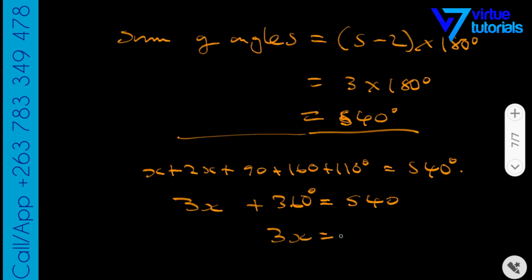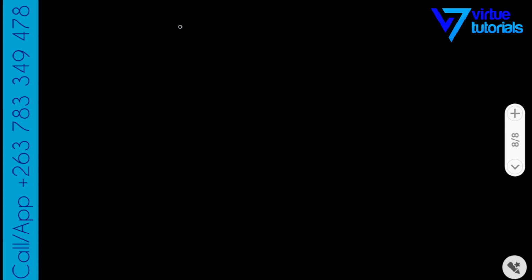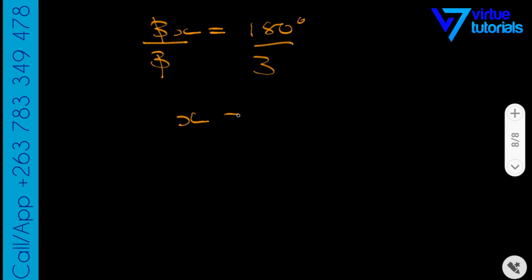To solve the equation, I take the 360 to the other side. It becomes a negative. So 3x is equal to 540 minus 360, which gives us 180. So 3x will be equal to 180 degrees. We divide both sides by 3 to cancel off that 3. Then I'll get x is equal to 60 degrees. So that's how we deal with interior angle questions. So you'll try some questions on interior angles.